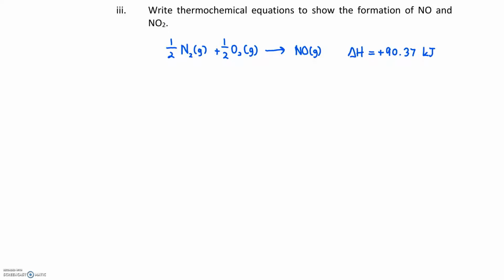And we do the same for the enthalpy of formation of NO2. So this will be the product. It is formed from elements nitrogen and also oxygen gas. 1 mole of nitrogen dioxide, 1 mole of NO2. So that will be 1/2 N2. And the value for the enthalpy of formation is given in the question, which is positive 33.80 kilojoule.